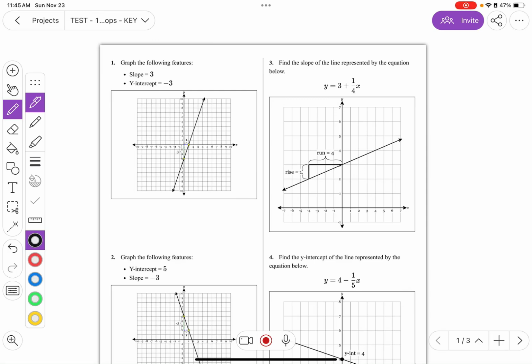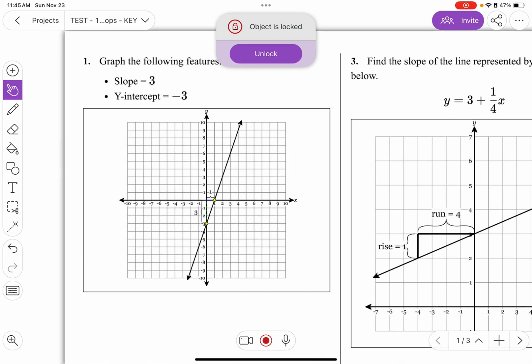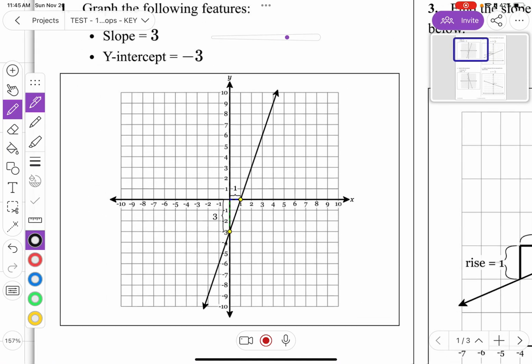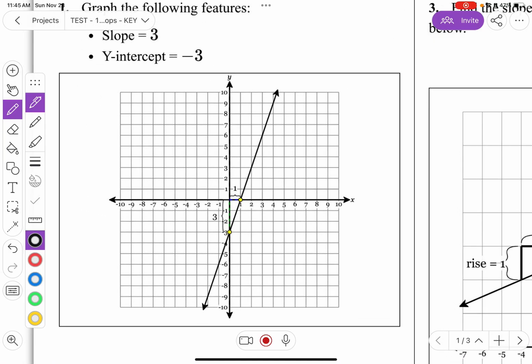And as we look at it, we see that we're working on linear equations, and we want to graph the following features. So if the slope is 3, let's find where the y-intercept is. The y-intercept means it's at 0, minus 3. So when x is 0, y is minus 3, and then we're going to go up 3 over 1, up 3 over 1, up 3 over 1.